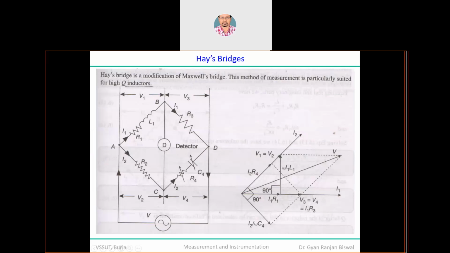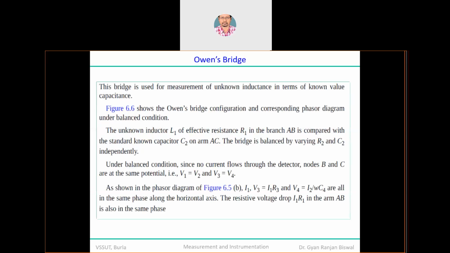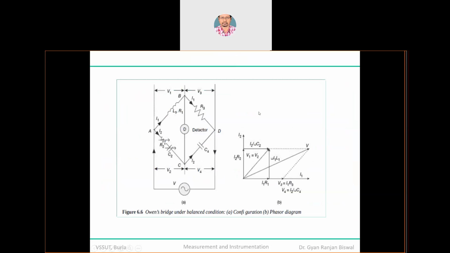Okay, so I hope that makes sense to you. Now let us see one more bridge. Now Owen has introduced a different combination over here, and as you can see, this bridge is used for the measurement of unknown inductance in terms of the known value of the capacitance. So what has been done in terms of circuitry, we will straight away refer, and you will get the idea of how different it is.